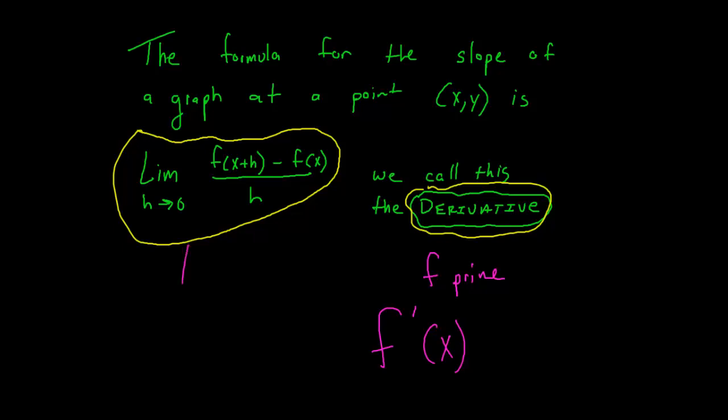So this right here, the limit as h approaches 0 of f of x plus h minus f of x, all divided by h, is the derivative of a function. We call it f prime, the derivative of a function. And what is the derivative of a function? It is a formula for the slope of the tangent line at a given point. So now I hopefully understand the tangent line problem.